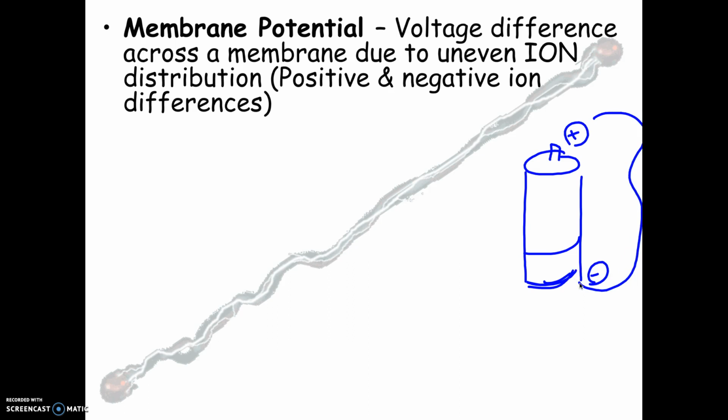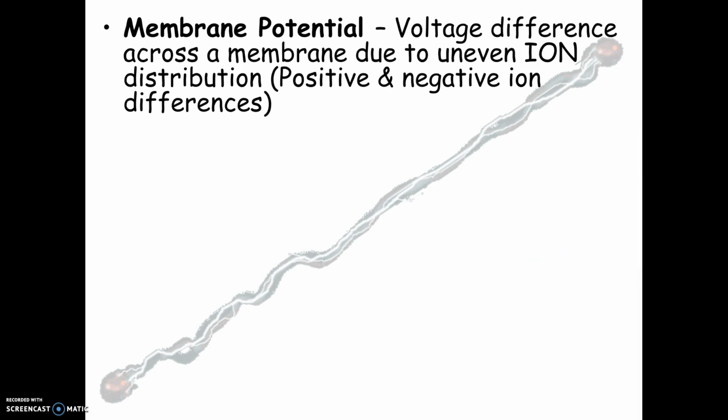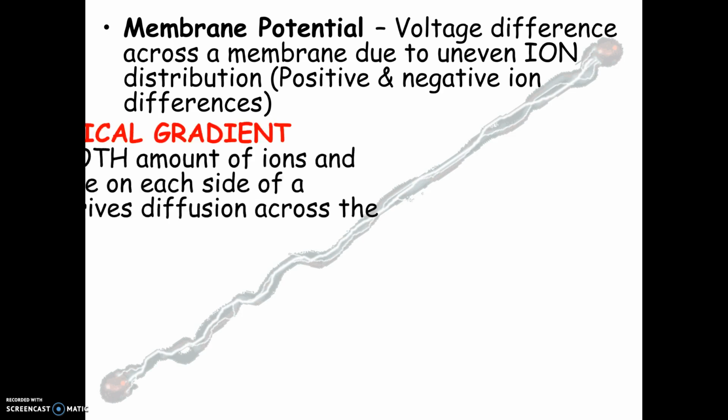This can actually be something your cell will do as well. Your cell can have a situation where it creates a charge, a voltage difference on one side of the membrane versus the other. And so that's called membrane potential, and we'll talk in a second about what it's used for.